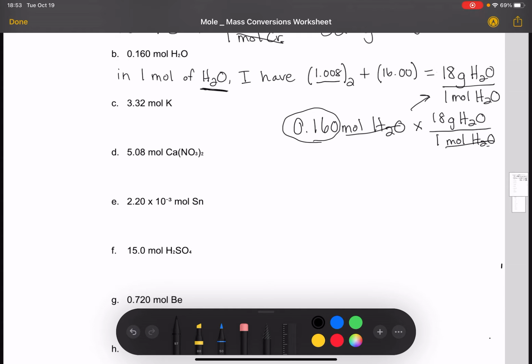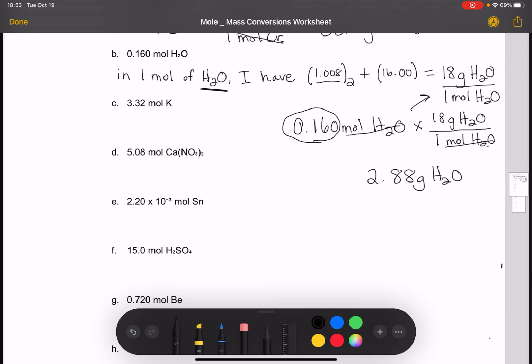So I'm going to multiply this times 18 grams, and that is going to equal, one moment, let me get my handy dandy calculator out here, 0.160 times 18. That is going to be 2.88 grams of H2O.